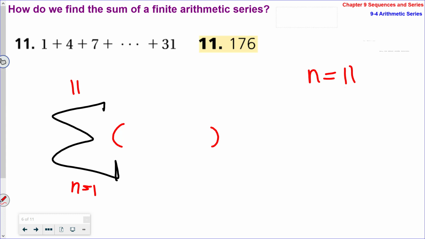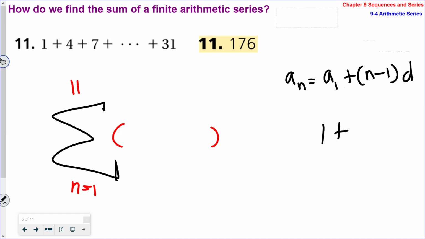But just to recap, the explicit formula is a subscript n equals a subscript 1 plus n minus 1 times the common difference. Hopefully you did not forget this. It was just 2 days ago when we were using this. So to find the explicit formula, what's the first term? 1 plus n minus 1. What's the common difference? 3.